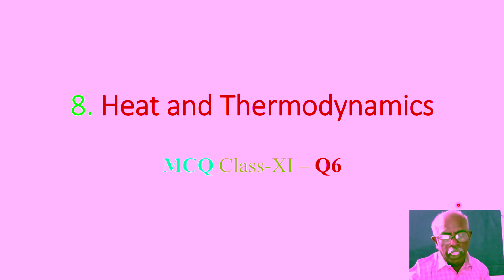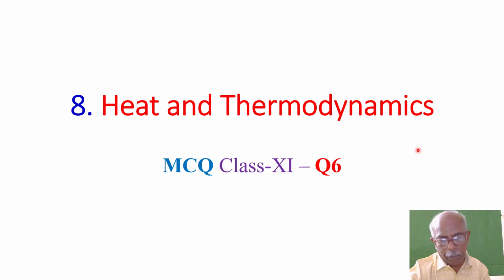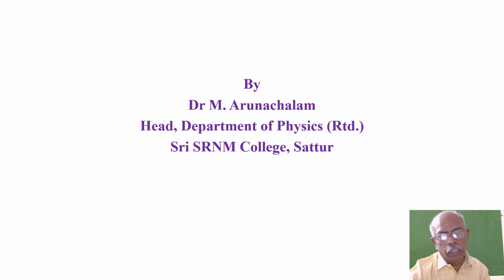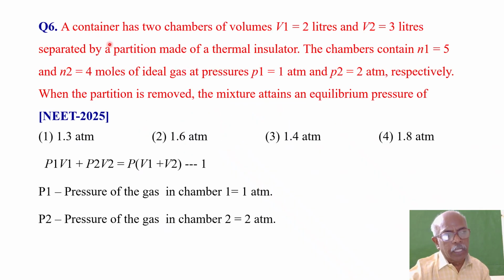In today's video, we are going to solve a problem in heat and thermodynamics. Very simple problem. The question is: a container has two chambers of volumes V1 is equal to 2 liters and V2 is equal to 3 liters, separated by a partition made of a thermal insulator. The chambers contain N1 is equal to 5 and N2 is equal to 4 moles of ideal gas, at pressure P1 is equal to 1 atmosphere, 1 atm, and P2 is equal to 2 atm respectively.